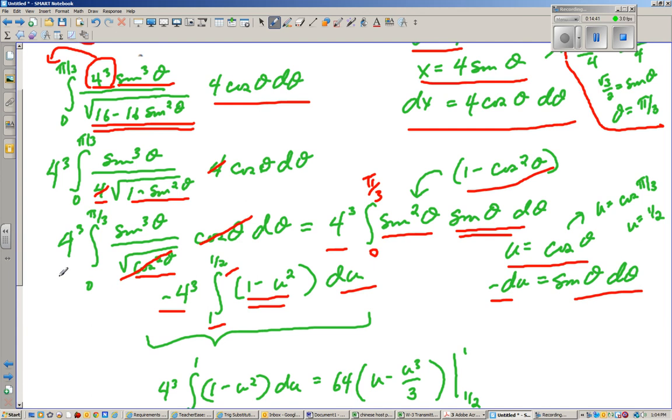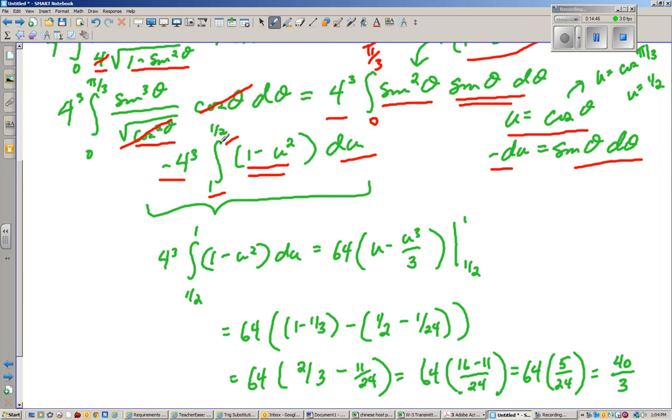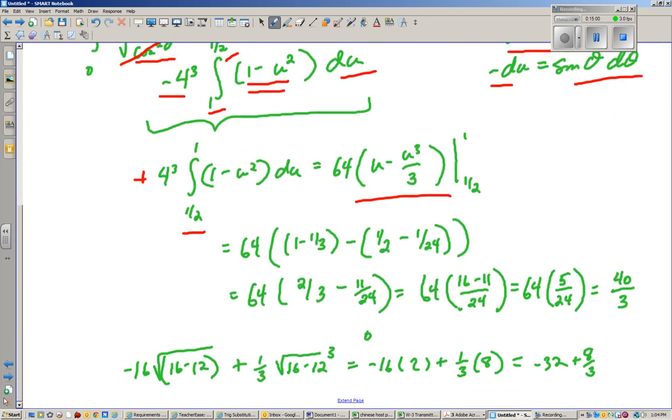And then maybe you don't like that lower limit bigger than the upper limit, so if you switch those around, you change the sign. That's how that became positive, and I swapped my limits, and then I evaluated, and I put in my upper and lower limits, and made my calculations, and you can study this over, but everything turns out to be 40 thirds.